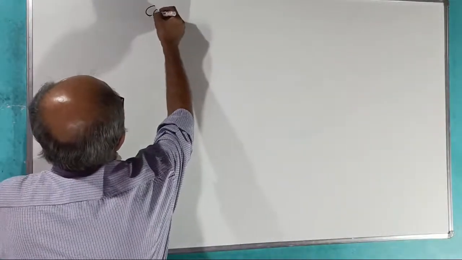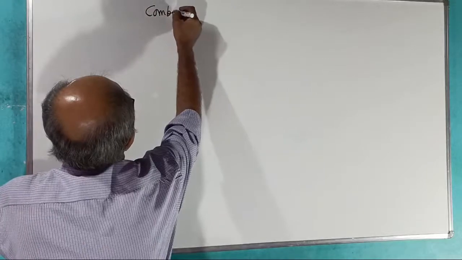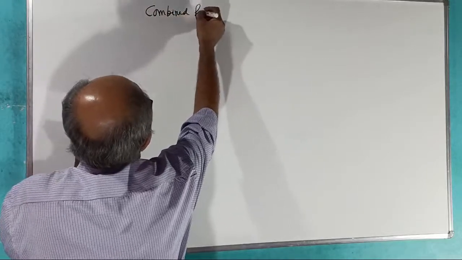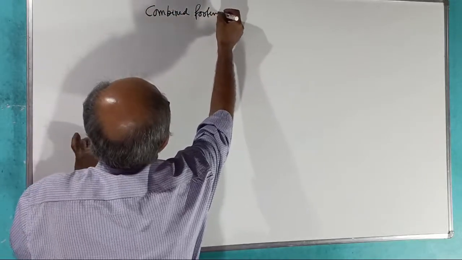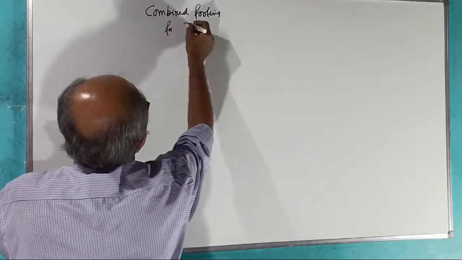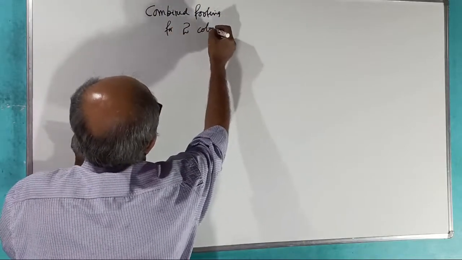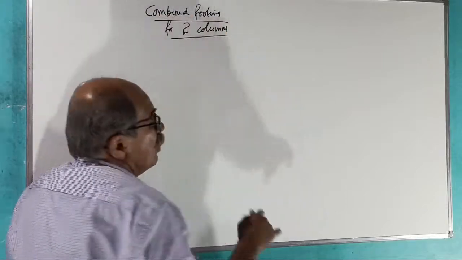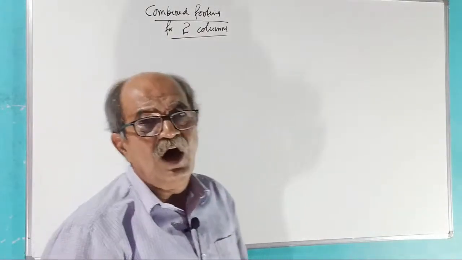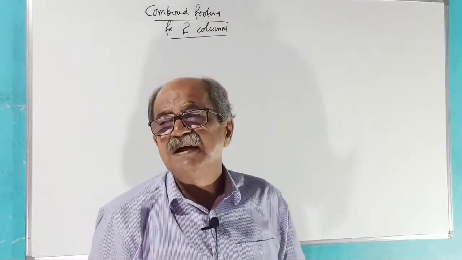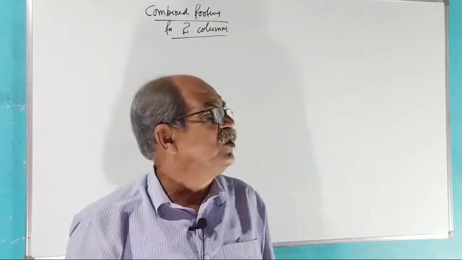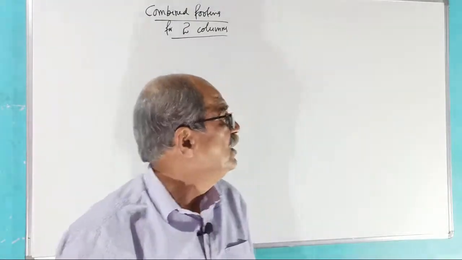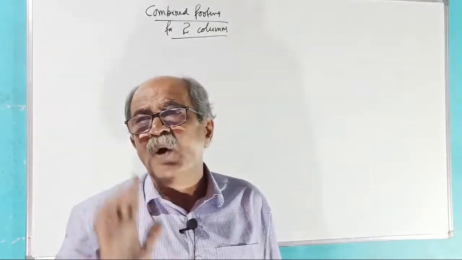See, very important. Remember, we start combined footing. This is a very popular combined footing for 2 columns. That's all. If it is more than 2 columns, we will call it raft. See, if more than 2 columns are there, 4 or 5 or randomly spaced, it is called raft. We will call it raft or mat.